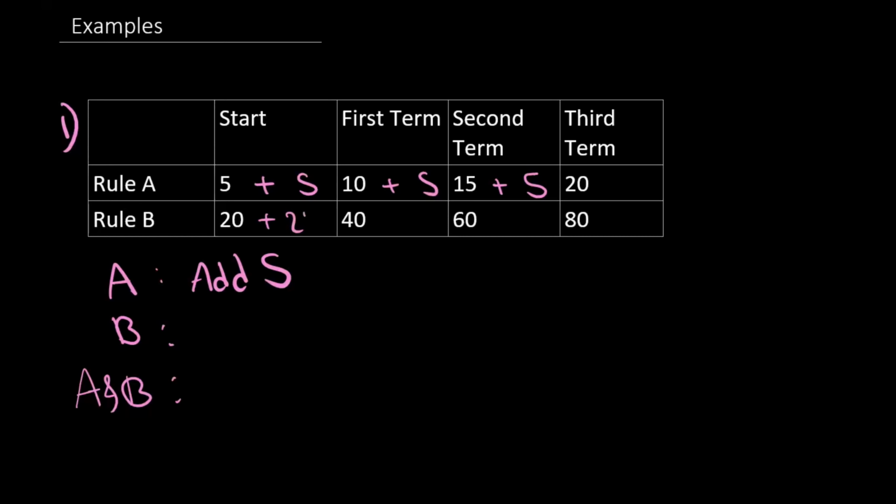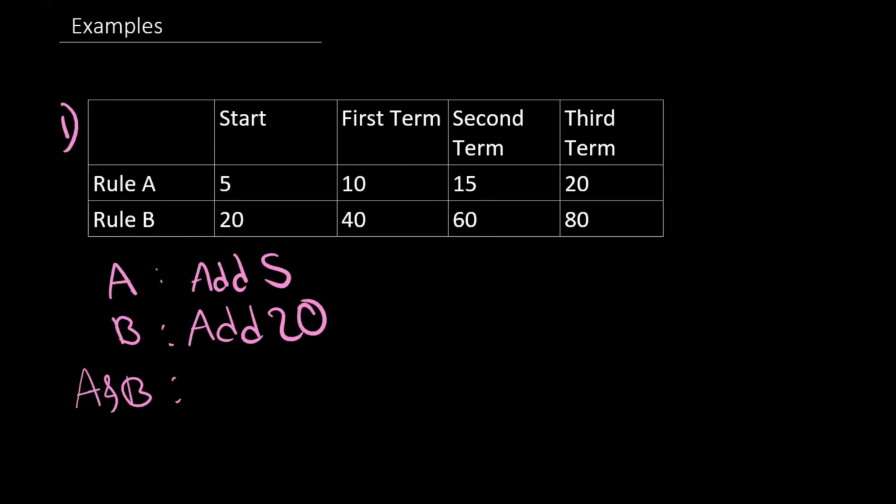20 plus 20 is 40. 40 plus 20 is 60. 60 plus 20 is 80. So it looks like we figured out the rule for rule B. It's 20. Add 20. Okay. Now let's figure out the rule for A and B.